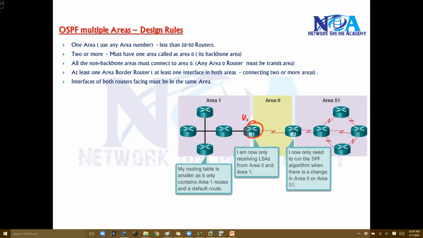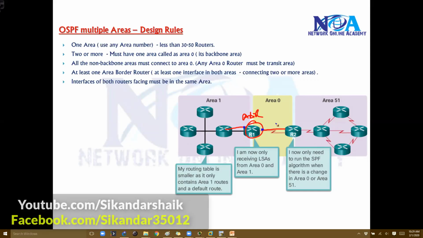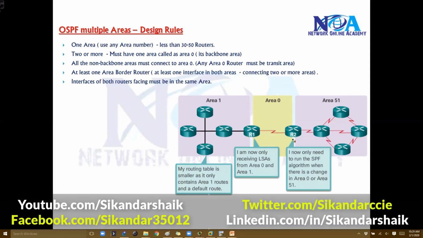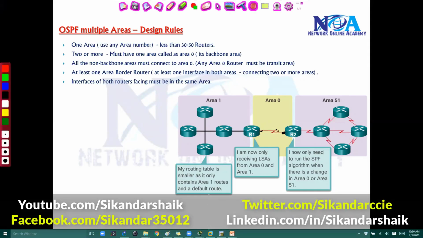And you must have one border router, compulsory. You can have more than one also, but a minimum of one border router which receives the advertisements of both the areas and is responsible for exchanging the information or the routes between the areas. And finally, the last rule is that the interfaces facing each other must be in the same area.